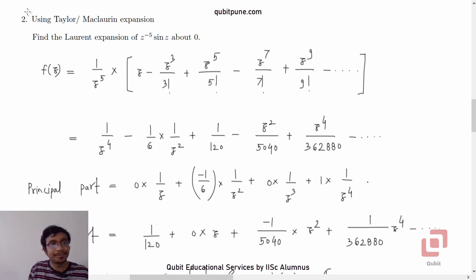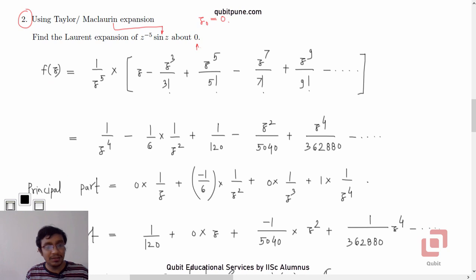Okay, method 2, using Taylor's series or Maclaurin series. The question is, find the Laurent expansion of z to the power minus 5 into sin z about 0. So here z naught is equal to 0. And we will also do the process of finding the regular part and the principal part. Okay, fine. So here you observe that we can bring in the Maclaurin series of sin z because the center is 0. Okay, so let's do that.